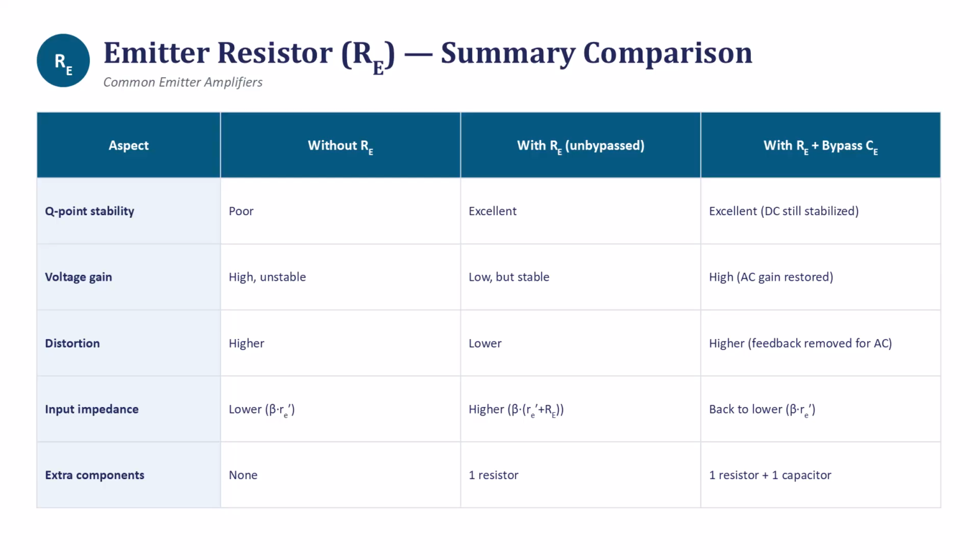Input impedance is lower without Re, calculated as beta times Re prime. Adding an unbypassed Re raises input impedance since it becomes beta times the quantity Re prime plus Re. With the bypass capacitor added, input impedance falls back to its lower value because Re is once again shorted out for AC. Finally, in terms of extra components, the unbypassed version needs just one resistor, while the bypassed version needs that resistor plus one capacitor. Keep this table in mind. It's the roadmap for everything we derive on the following slides.